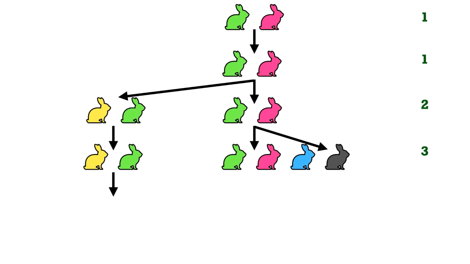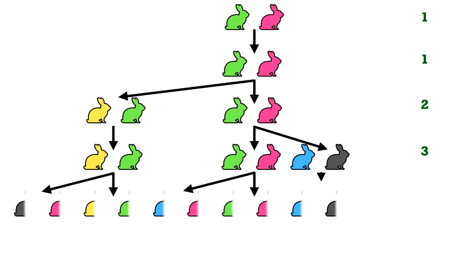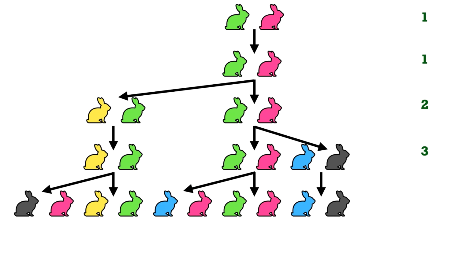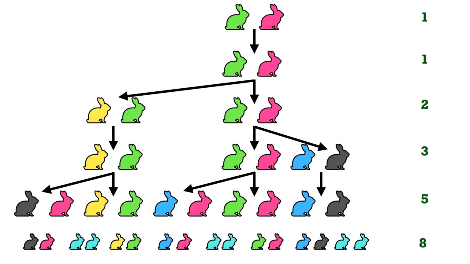Now at the end of the fourth month, the original female has produced yet another new pair. The female born 2 months ago produces her first pair also, making 5 pairs. So at the end of the fourth month, there are 5 pairs. Now at the end of the fifth month, the original female has produced yet another new pair. The female born 3 months ago produces her second pair. The female born 2 months ago produces her first pair, making 8 pairs. So at the end of the fifth month, there are 8 pairs.